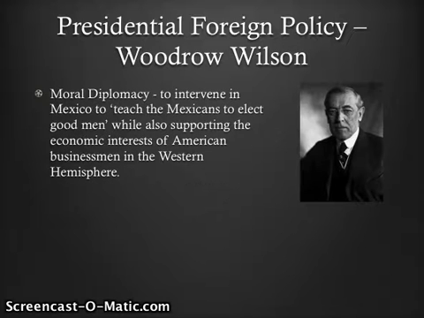The next president we want to look at is Woodrow Wilson. Woodrow Wilson's foreign policy was called moral diplomacy, and it's kind of a lot like it sounds too. He wants to intervene in Mexico so that he can teach the Mexicans to elect good men while also supporting the economic interests of American businessmen in the Western Hemisphere. It sounds like it's really, really nice and that we're going to help them elect good leaders, but in reality, he's doing it because he wants to control that country so that the United States' interests can be protected.